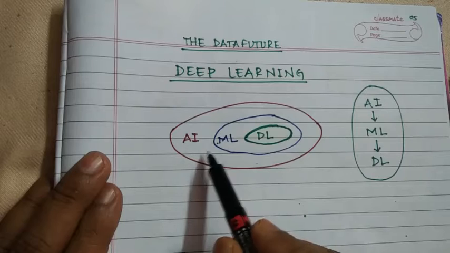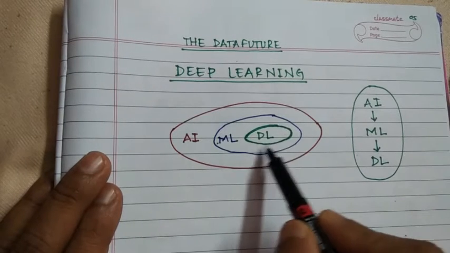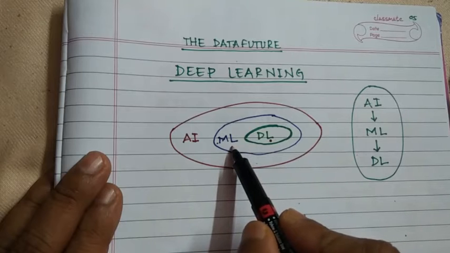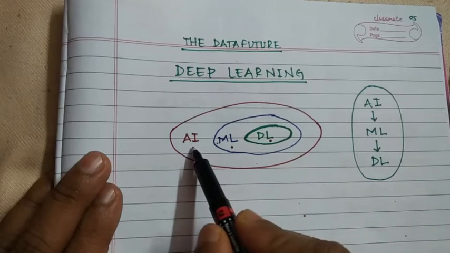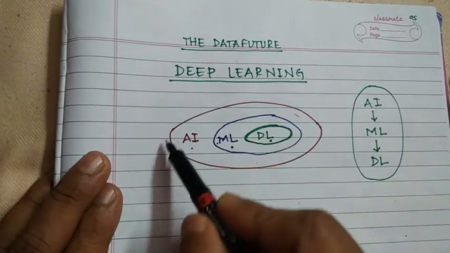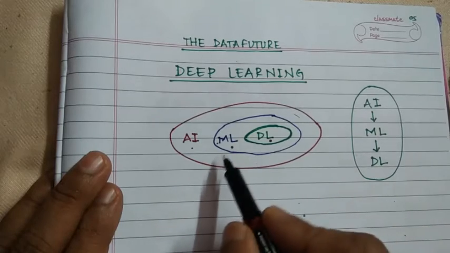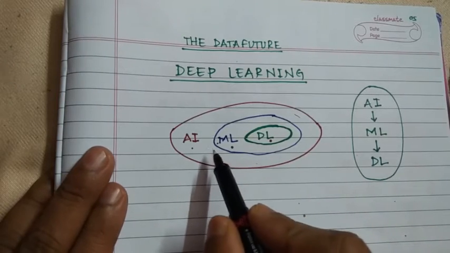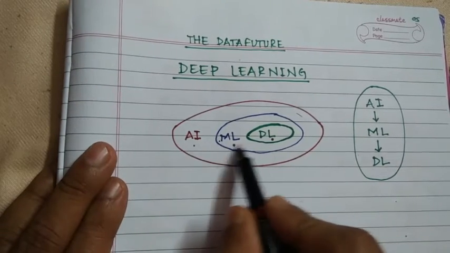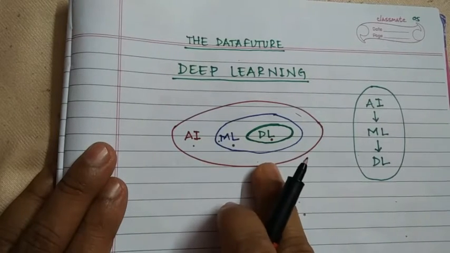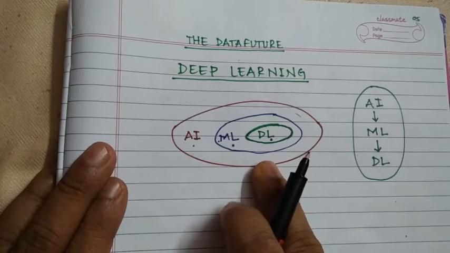So here deep learning is a subset of machine learning, and machine learning is a subset of artificial intelligence. So this whole field is considered as artificial intelligence, and its two subparts are machine learning and deep learning. So let us start with deep learning.